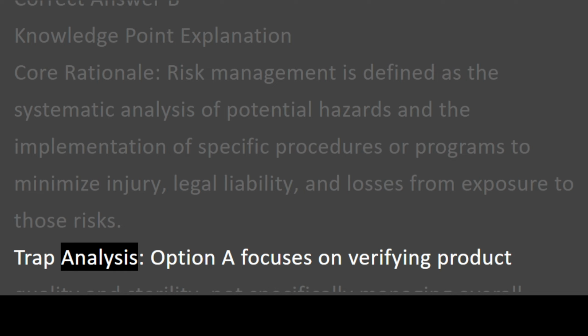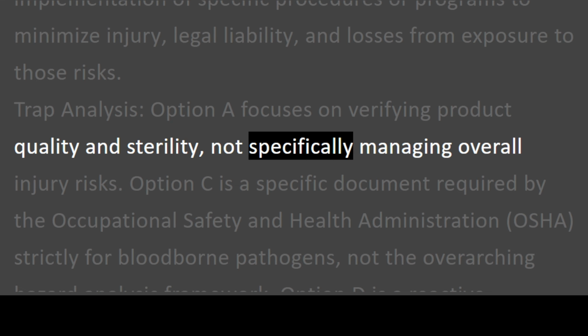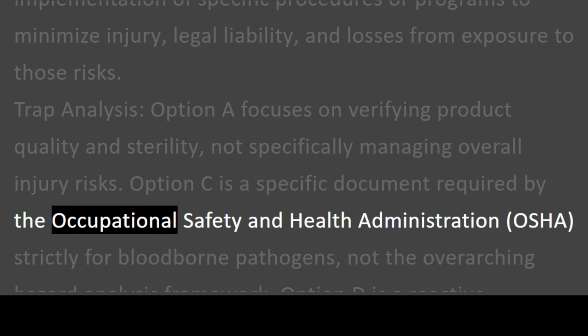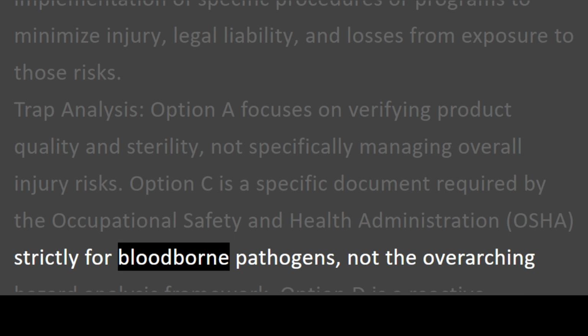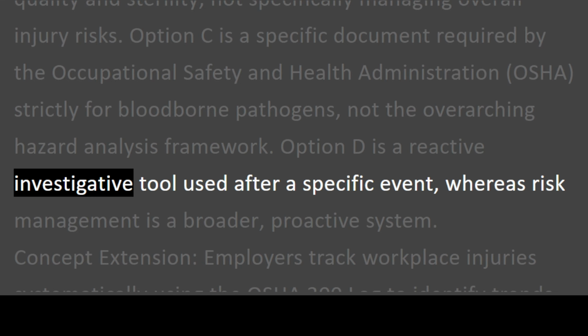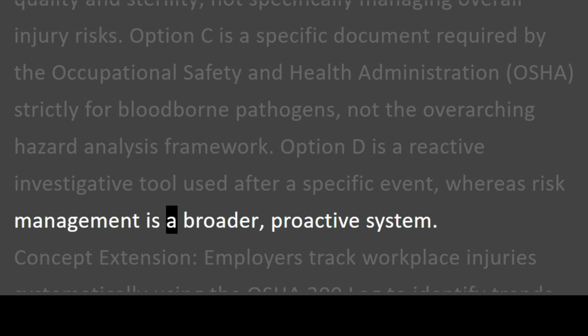Trap analysis. Option A focuses on verifying product quality and sterility, not specifically managing overall injury risks. Option C is a specific document required by the Occupational Safety and Health Administration, OSHA, strictly for bloodborne pathogens, not the overarching hazard analysis framework. Option D is a reactive investigative tool used after a specific event, whereas risk management is a broader, proactive system.